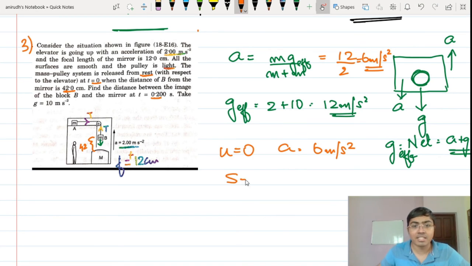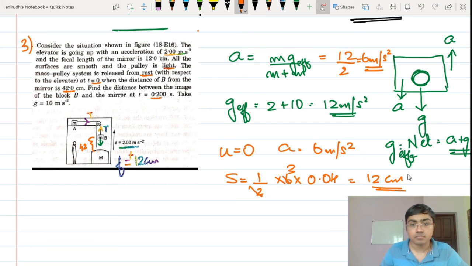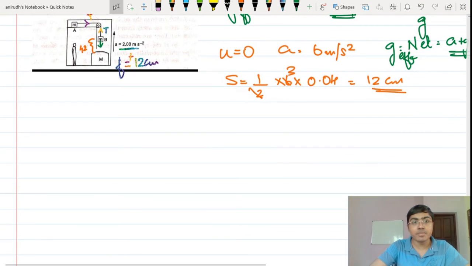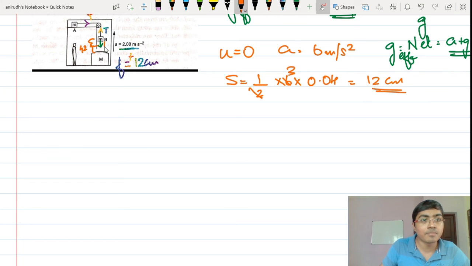Okay, so what is the distance traveled then? Half u t is 0, u is equal to 0, plus half multiplied by 6 multiplied by 0.2 square, that is 0.04. Right? So if I cancel, I will get it as 12 centimeter. Fine. This is 12 centimeter. Now what I'm supposed to do is that the initial distance from the mirror was 42, isn't it? And now it has descended a further distance of 12 centimeter downwards. So the total was 42, now it has come down by 12. So what is the new distance?